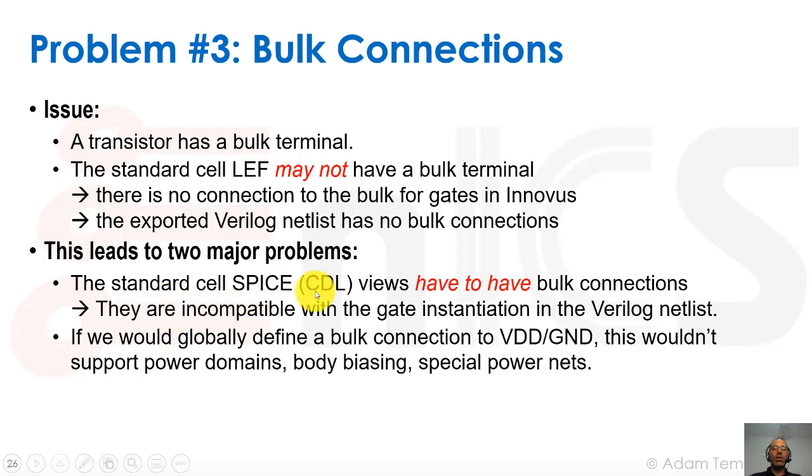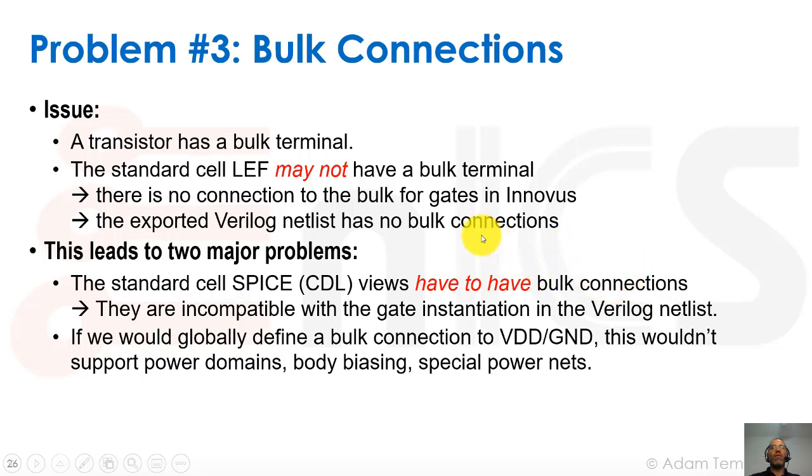So this is really strange, because it means that the CDL has 2 extra ports that we don't have in the gate level netlist. So the Verilog netlist didn't have this VNW and VPW connection, but the CDL does. So what is V2LVS supposed to do? What's it supposed to connect to those 2 extra connections?